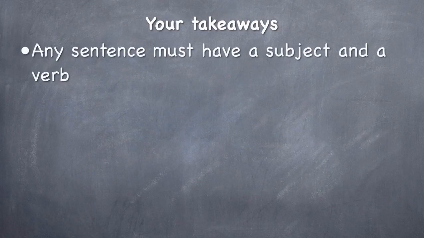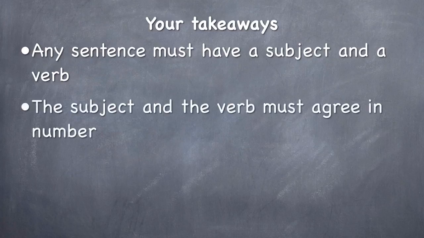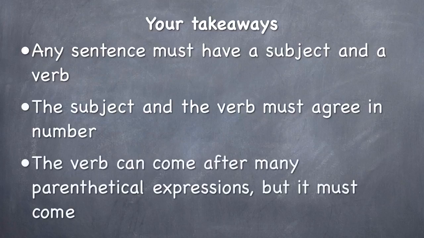Number 1, any sentence must have a subject and a verb. If it doesn't have either a subject or a verb, it is not a sentence. It is otherwise known as a sentence fragment. The subject and the verb must agree in number. That is the so-called subject-verb agreement in English. And the verb can come after many parenthetical expressions, but it must eventually come.